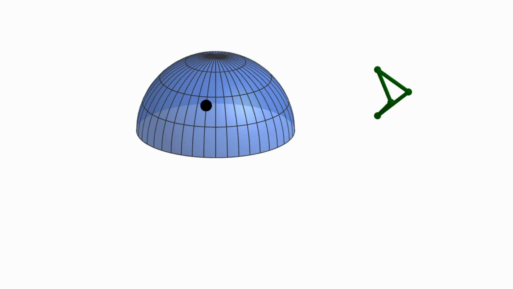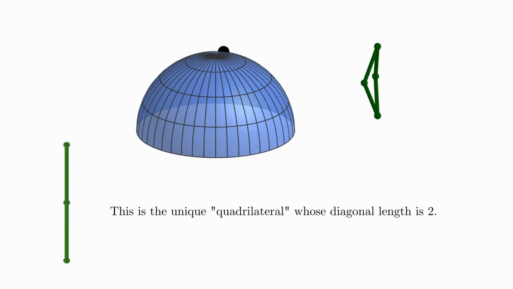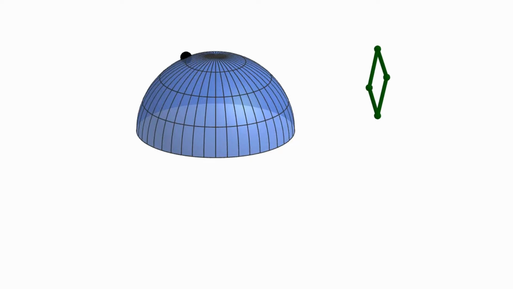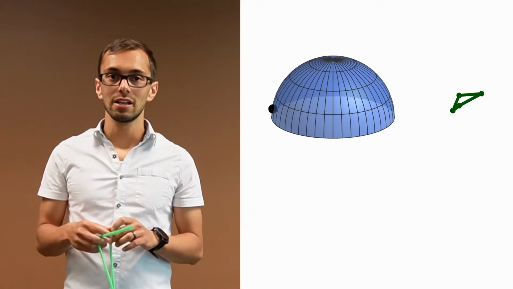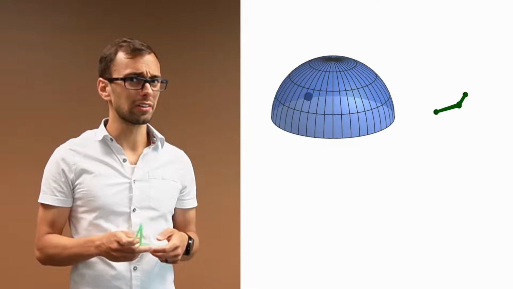The reason that the surface closes up at the top is that there's only one quadrilateral whose diagonal has length 2, which is a line segment which looks like this. As such, it is more accurate to draw the moduli space as a hemisphere rather than a cylinder. So this is our first guess for the geometry of the moduli space. However, this picture isn't quite right.